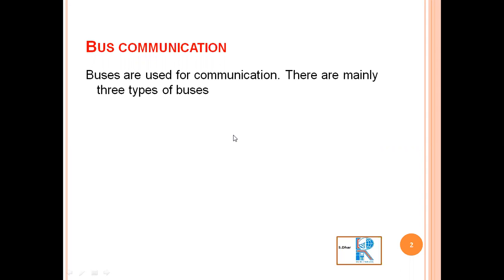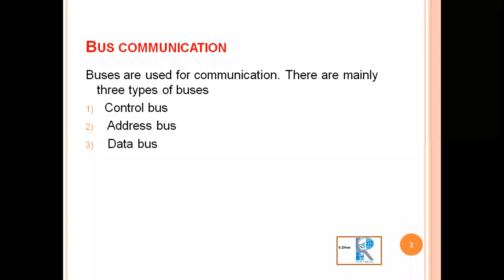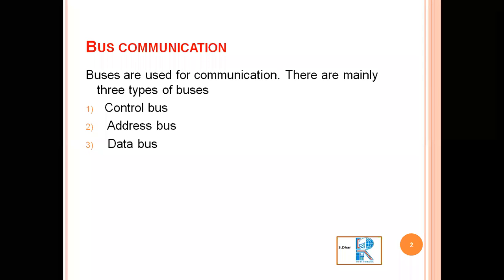There are mainly three types of buses in a system: the control bus, address bus, and the data bus. What is the function of the control bus? The control bus transmits the signal from the CPU to the different types of devices. The function of the address bus is to transmit the address of the particular memory location or I/O devices. And the data bus is where data is transferred from one device to another device, or one component to another component.